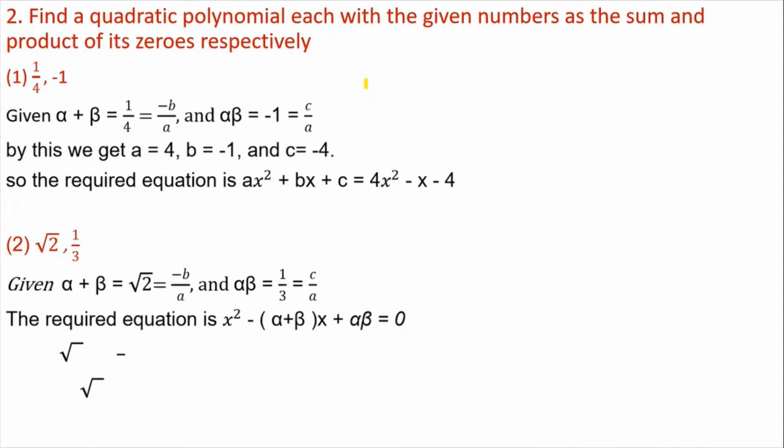Now if you substitute the alpha plus beta value and the alpha beta value in the given equation, we are getting x square minus square root 2 x plus 1 by 3 is equal to 0. This implies 3x square minus 3 root 2 x plus 1 equal to 0. This is the required quadratic polynomial equation.